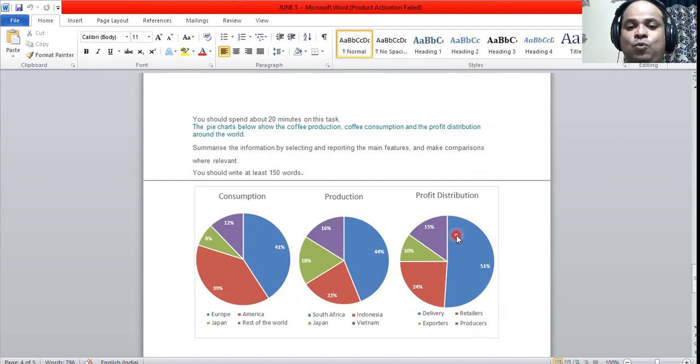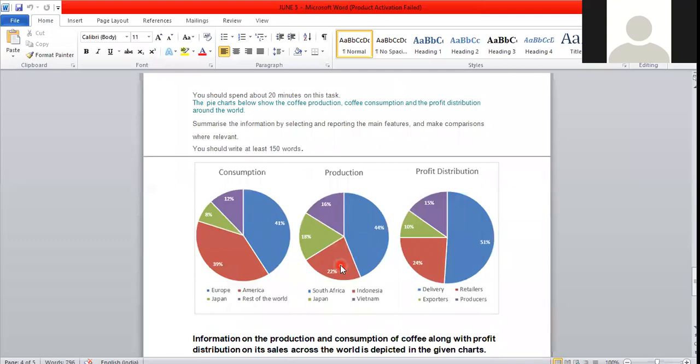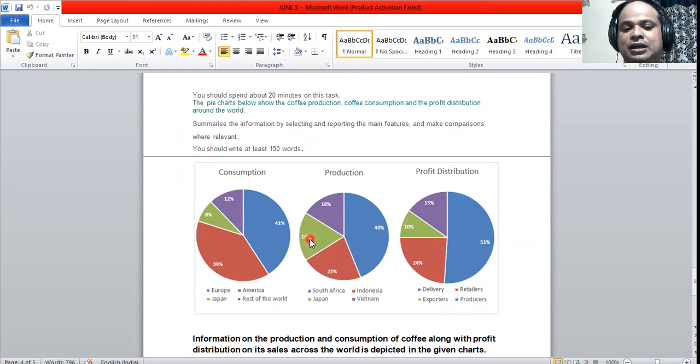Let's see in detail what's happening with the coffee production. The most production happens in South Africa, around 44 percent. Next most production happens in Indonesia, that's 22 percent. Next in Japan, 18 percent. Next in Vietnam, that's 16 percent. So the producers are almost different from the consumers here.